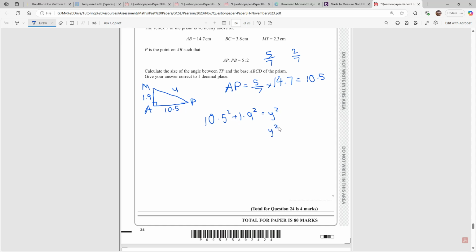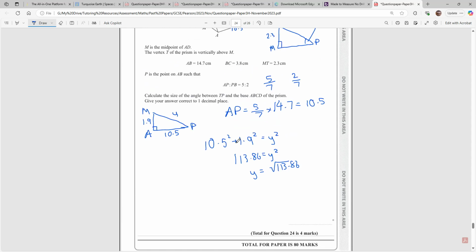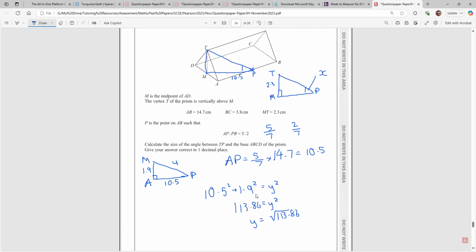Okay, so y squared is 113.86. And we can just say y is equal to the square root of 113.86. We want to try and avoid rounding midway through a calculation. So if we leave it like that, then it's going to be a more exact answer. And that is our MP there.